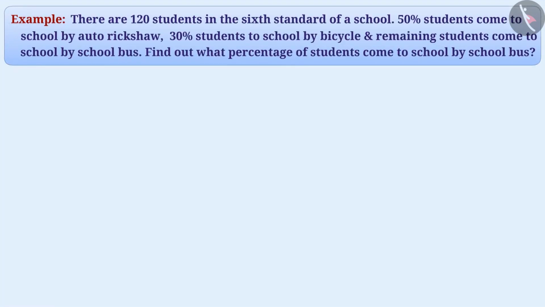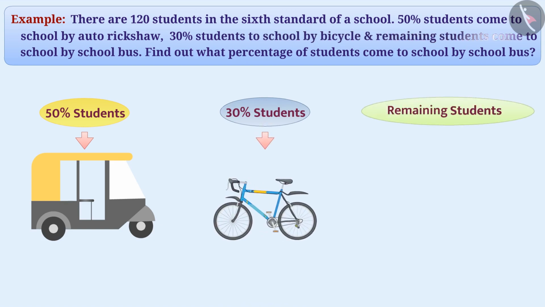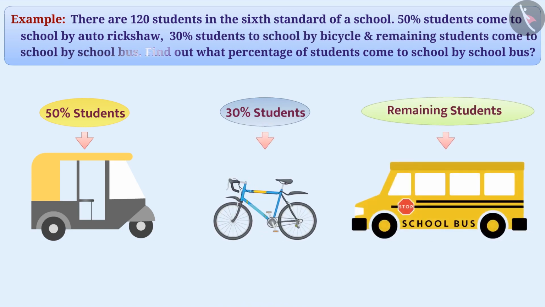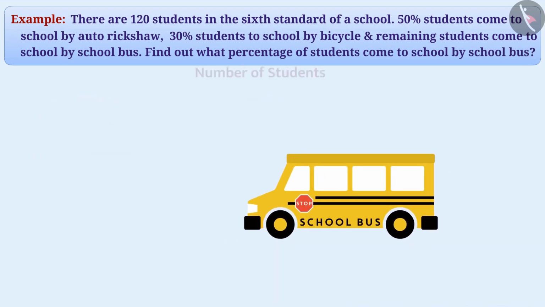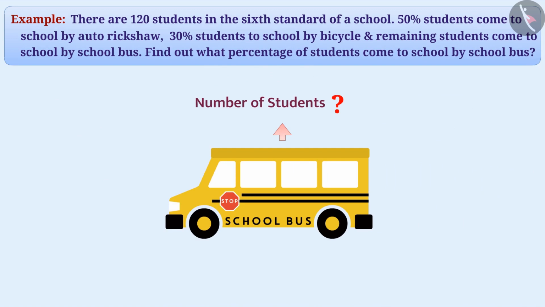Next example. There are a total of 120 students in the 6th standard of a school. From these, 50% of students come to school by auto rickshaw, 30% of students come to school by bicycle, and the remaining students come to school by school bus. Find out what percentage of students come to school by school bus. We have to find the number of students coming by school bus. Can you tell how we can do this? Think.